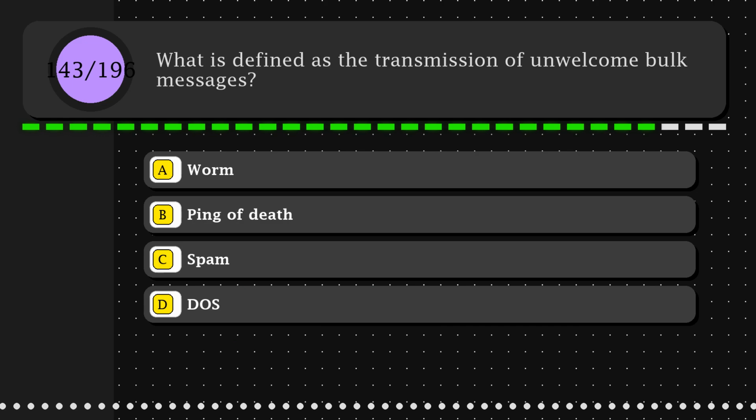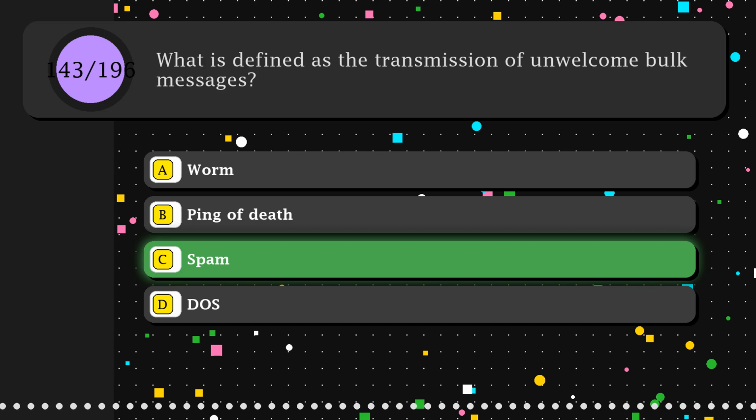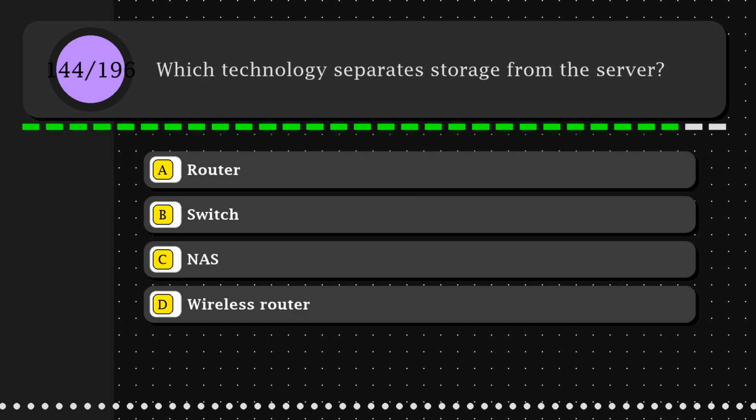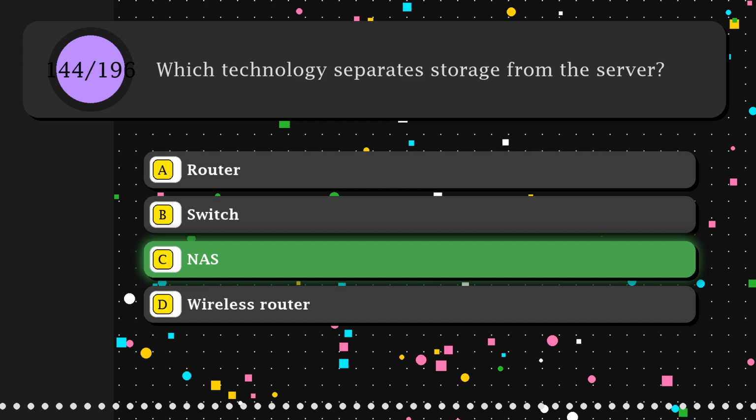Question 143. What is defined as the transmission of unwelcome bulk messages? Option A, worm. Option B, ping of death. Option C, spam. Option D, DoS. The correct answer is option C, spam. Question 144. Which technology separates storage from the server? Option A, router. Option B, switch. Option C, NAS. Option D, wireless router. The correct answer is option C, NAS.